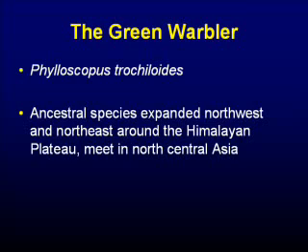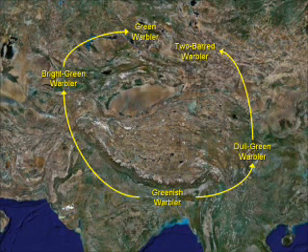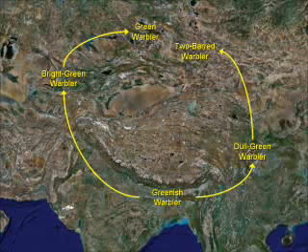There's another really good example, the greenish warbler, which is found in central and northern Eurasia, Phylloscopus trochiloides. The ancestral species was in the northern regions of Nepal, and it's still there. There's still a species there, and it expanded northwest and northeast around the Himalayan plateau. This is a picture of the Himalayan plateau. You see India down there at the bottom, and all these mountains. That's the Himalayas. The greenish warbler started off in Nepal and migrated both directions because it couldn't go into the mountains, so it just went around.